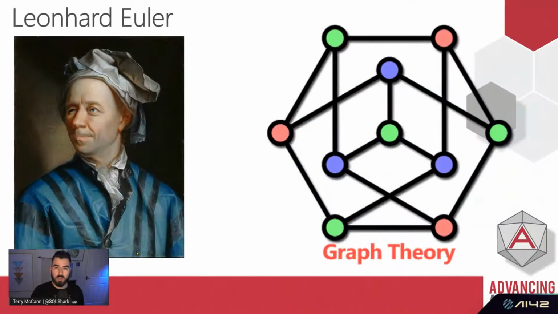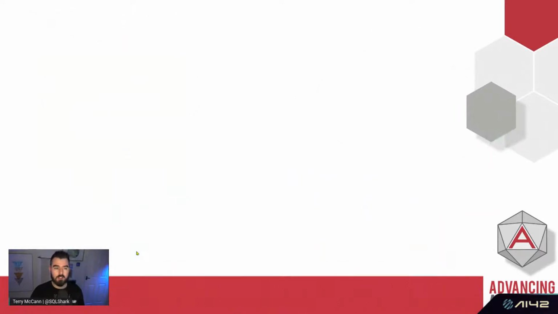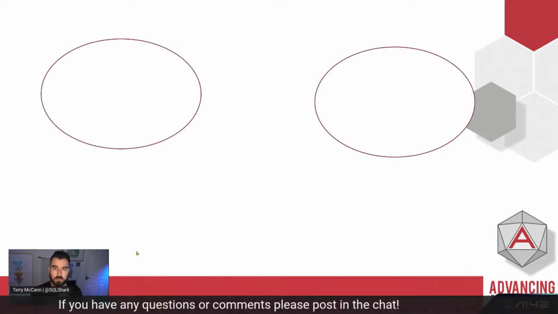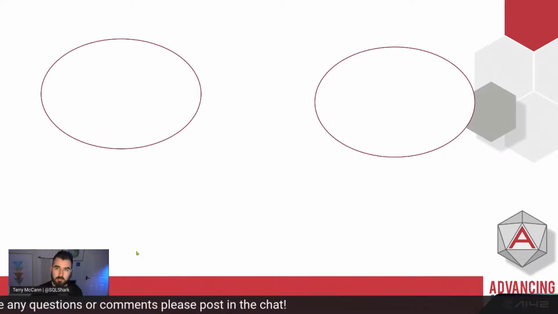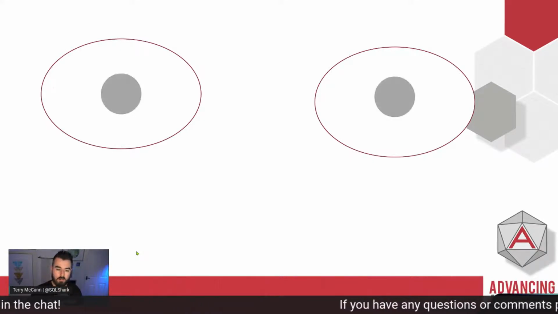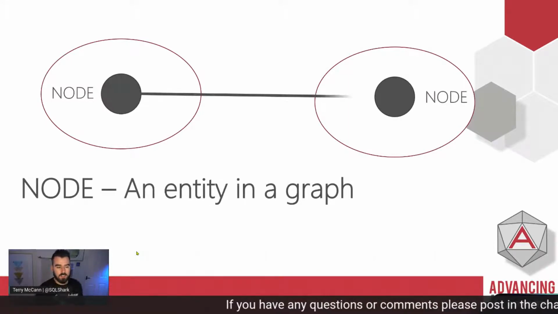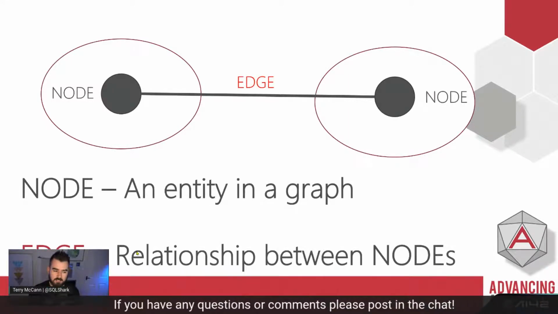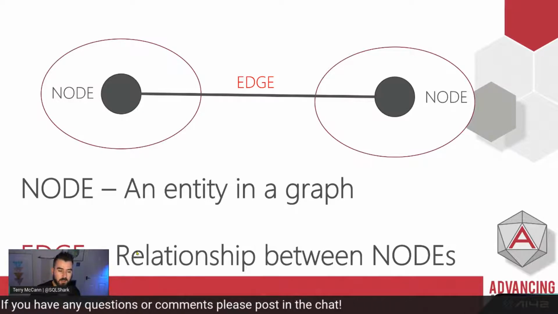But Euler took what he was looking at here and ultimately formulated a lot of this into what has now become graph theory, the theory of how to work with very highly connected data. Graph theory is largely what's become the backbone of graph-based processing, much like relational theory is for relational databases. We have graph theory for graph-based databases. The key things to take away from that picture are that we have nodes and edges. A node is an entity in our graph, and an edge is the relationship between them.